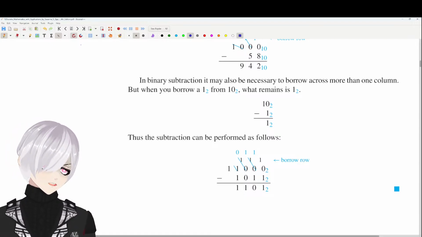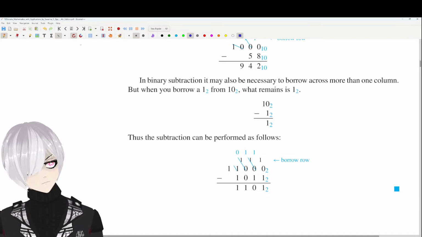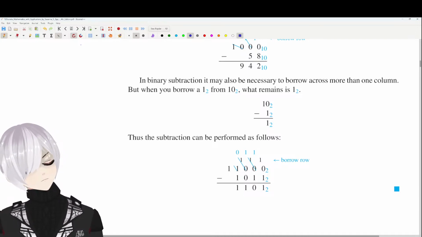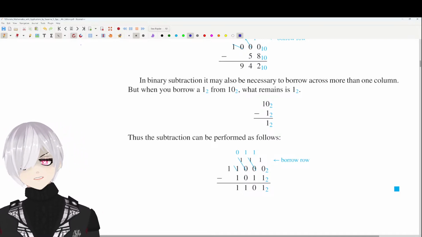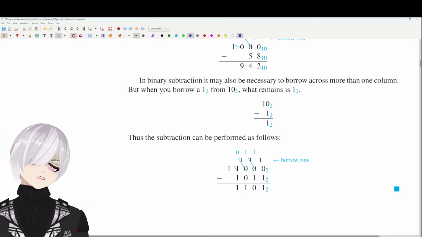Yeah. But I guess the general mechanical method is, if you ever have a 0 on top, you've got to borrow a 1 from the previous column. And if that column itself has a 0 on top, you've got to keep on borrowing and keep on going to the left until you get to a 1.